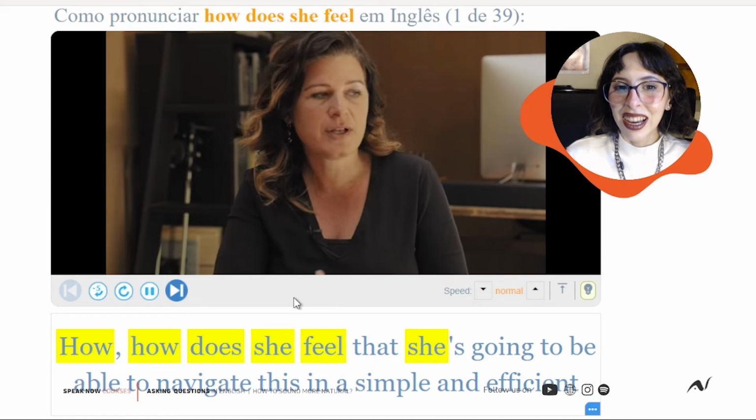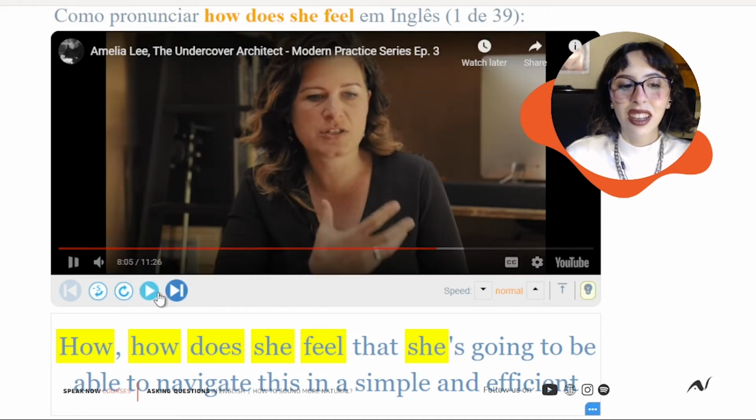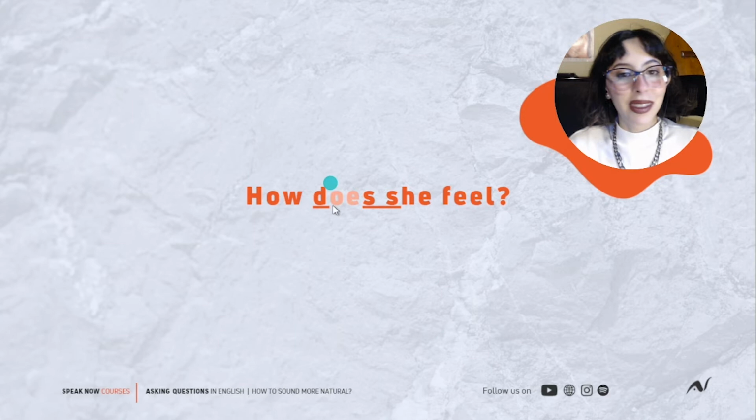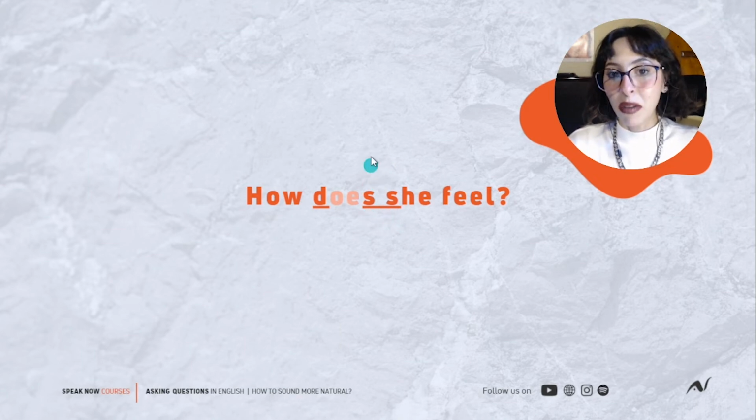How does she feel that she's? How does she? It's mixed together with she again. So what's going on here is that in this case, we have the sound of D from the auxiliary does, but the middle of this word is completely reduced to almost zero. And again, there's this blending of the S from does and the sh from she.